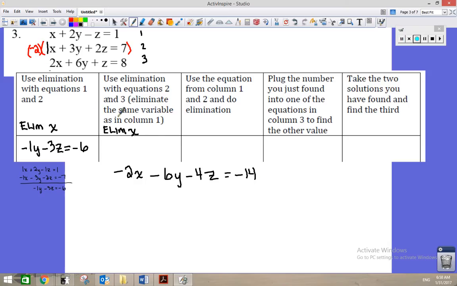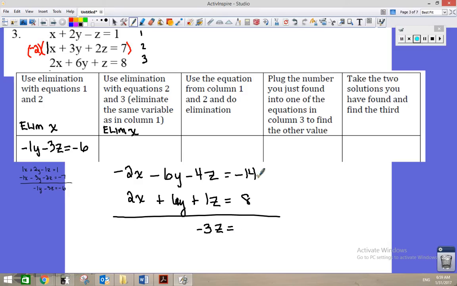Equation 3 I'm going to copy down as is. Well, almost as is, because I'm going to put a 1 in front of the z so I don't make a silly error. The x's are eliminated. So happens that the y's are also eliminated. That's kind of nice. Don't let that confuse you. Negative 14 plus 8 is a negative 6. And if I divide both sides by a negative 3, I get that z is equal to positive 2.